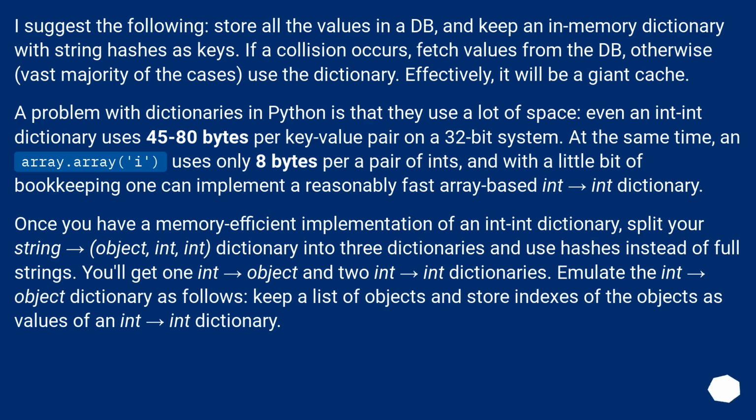Once you have a memory-efficient implementation of an int dictionary, split your string, object, int dictionary into 3 dictionaries, and use hashes instead of full strings. You'll get 1 int object and 2 int dictionaries. Emulate the int object dictionary as follows: keep a list of objects and store indexes of the objects as values of an int dictionary.